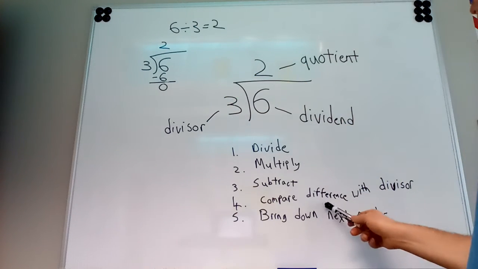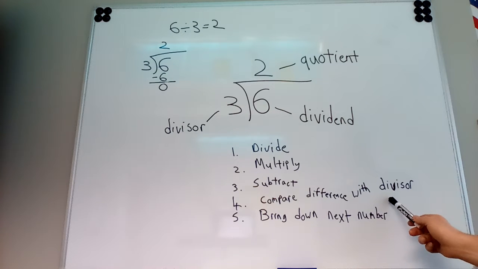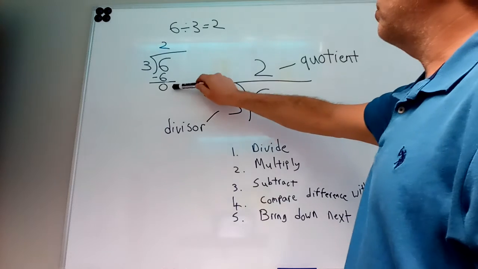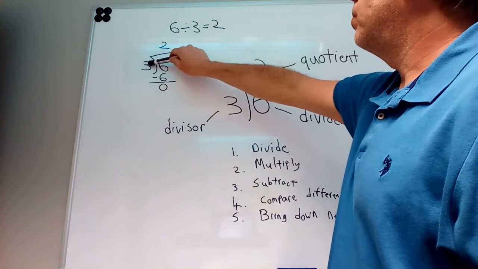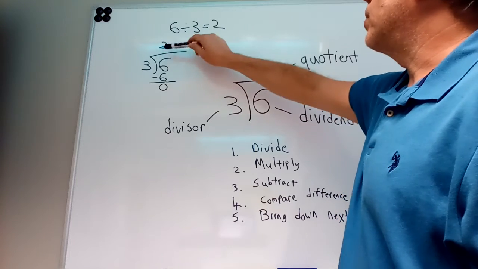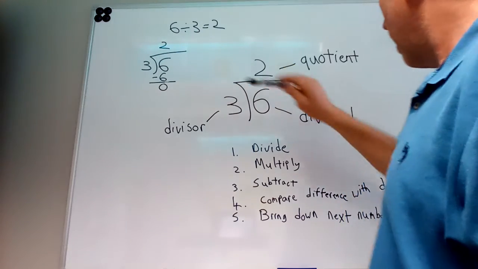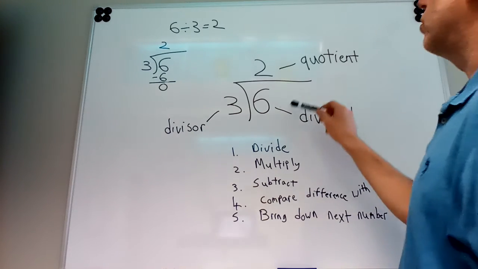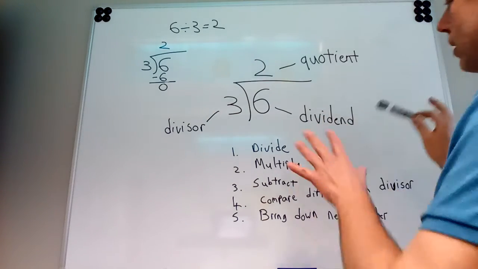And then we can compare the difference with the divisor. So this number should be less than this number. This number should be less than whatever number you have here. If not, then you made a mistake in your early division. And then if there is a next number, you bring it down. In this case, there's not another number to bring down. So that's where we're going with this.